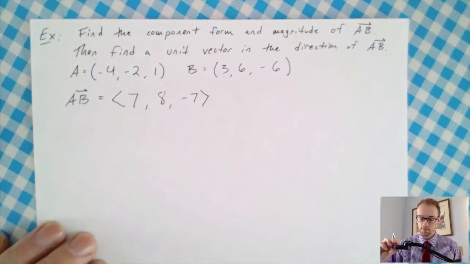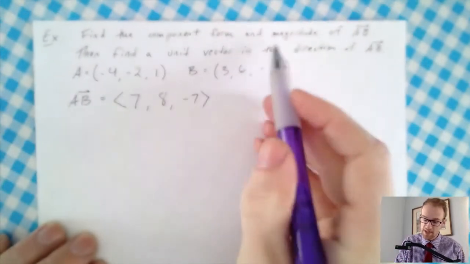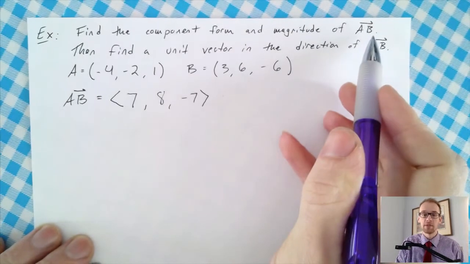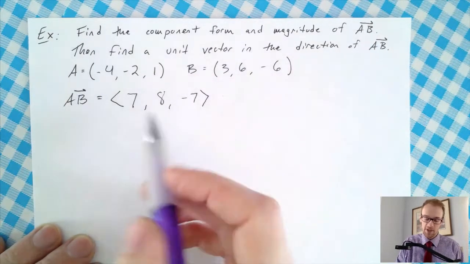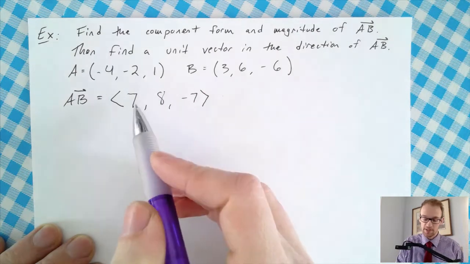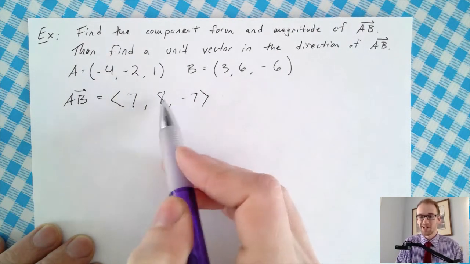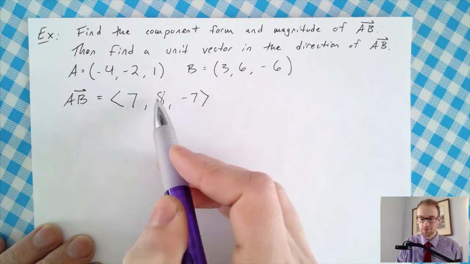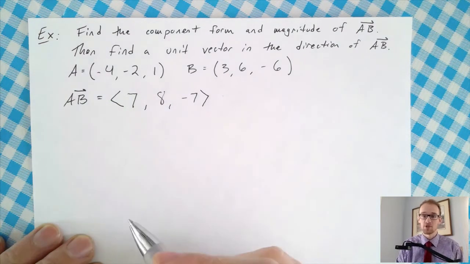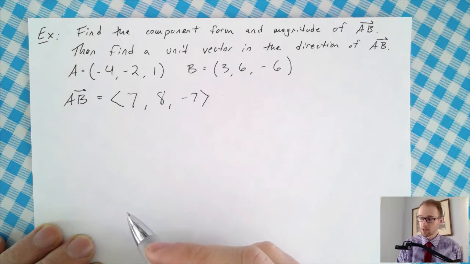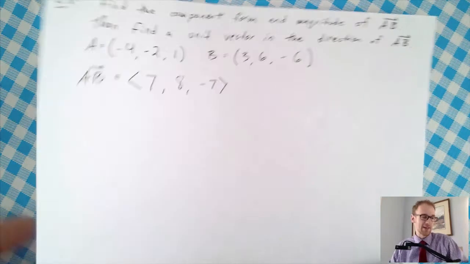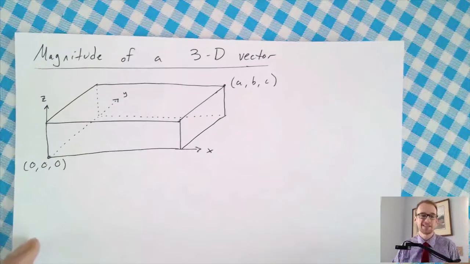Let's now find the magnitude of AB. In 2D, finding the magnitude of a vector is like using the Pythagorean theorem with the 2 components of your vector as the legs of your triangle: a squared plus b squared to get c squared. You take the square root to get the length of your vector. In 3 dimensions, it's pretty much the same thing. I just want to show you an illustration of why it's the same thing.